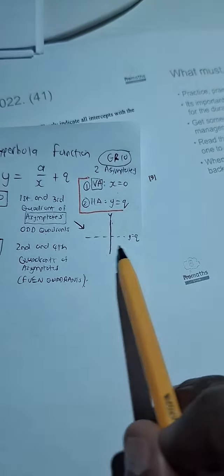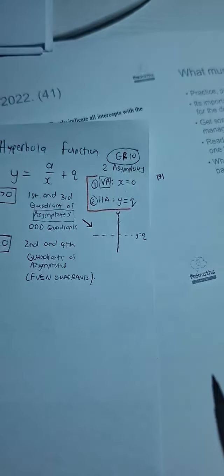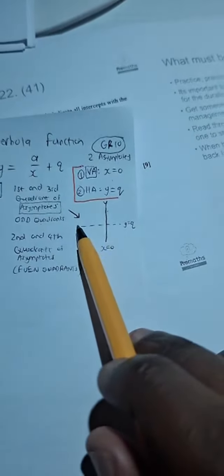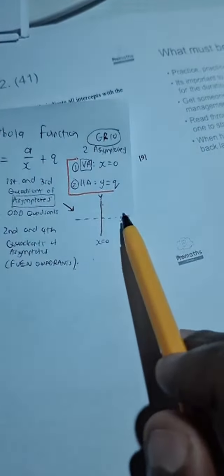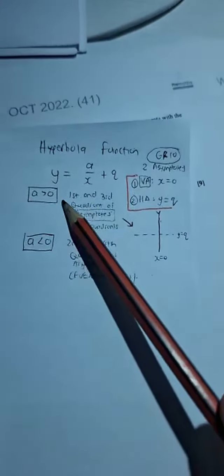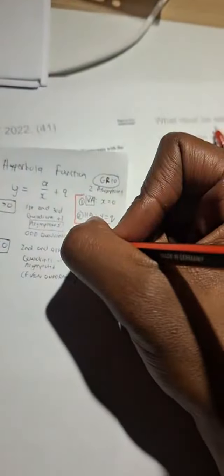Now obviously the x-axis will be located anywhere. The reality, guys, is that once our asymptotes are there, meaning the y-axis and the horizontal asymptote y is equal to whatever the q value is, that means if we are talking about a greater than 0, we expect our function to be found in the first and the third quadrant.